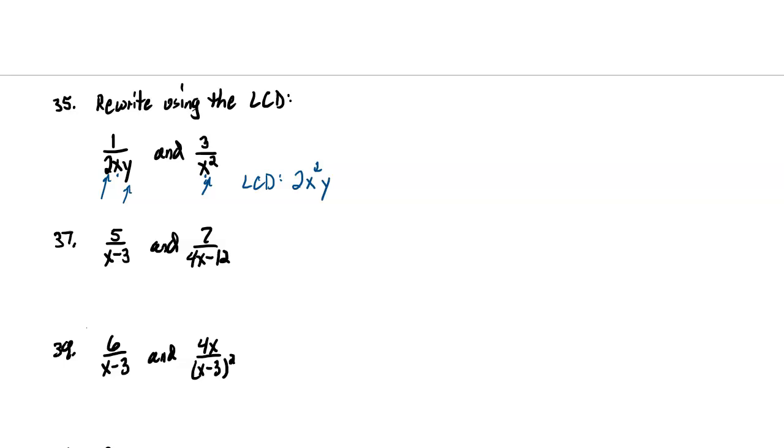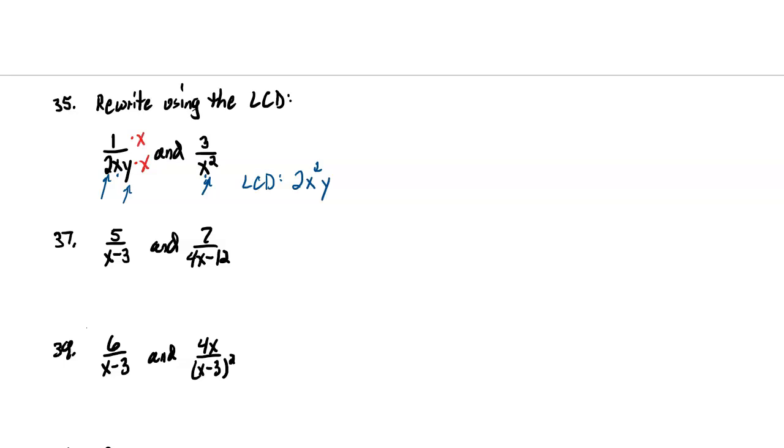Now that we know what the LCD is, we can change both of our fractions to have that LCD. Let's take a look at our first fraction. It already has the denominator 2xy, but we need to change it so it has the denominator 2x squared y. What is it missing? What do we need to multiply by to have 2x squared y? We're short 1x. We need another x. So we're going to multiply by x and in the top.